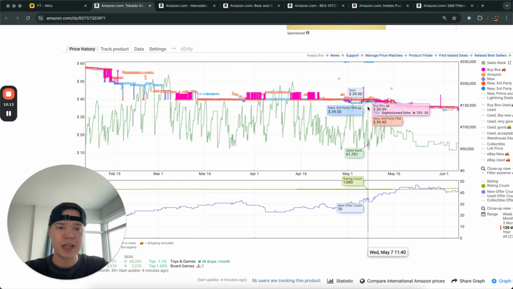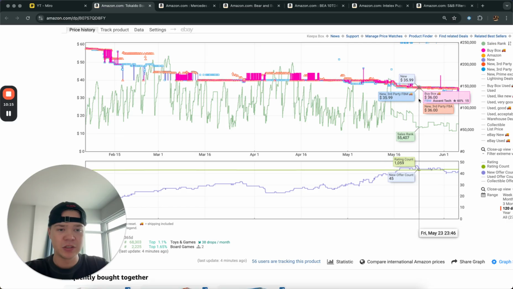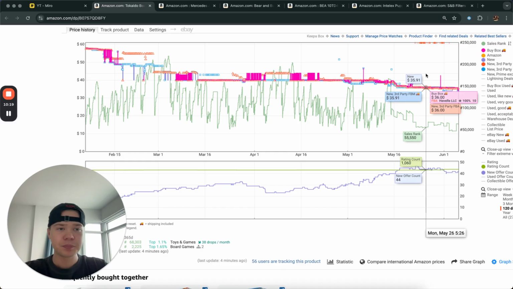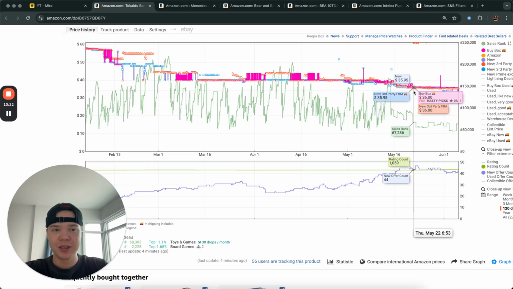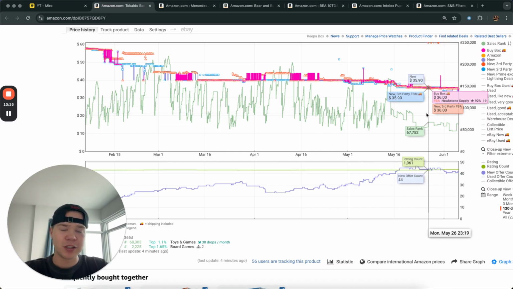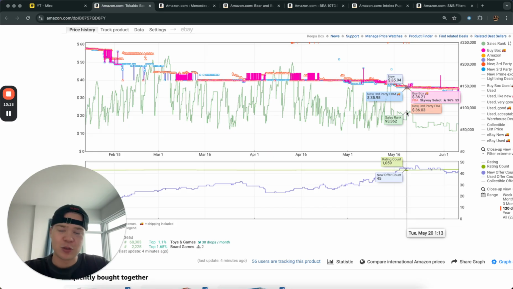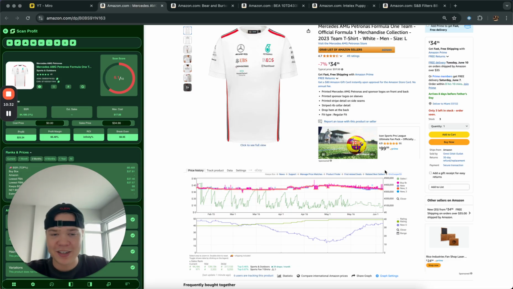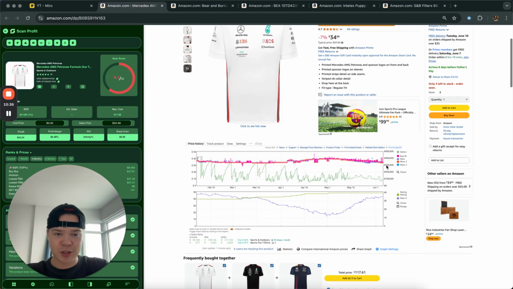Okay, next thing that I want to mention would be that the price is actually pretty consistent here. But one thing that I wouldn't do is buy this product, because I do have a good assumption that the price will probably drop a little bit more. And so that's why I wouldn't buy this product, okay?